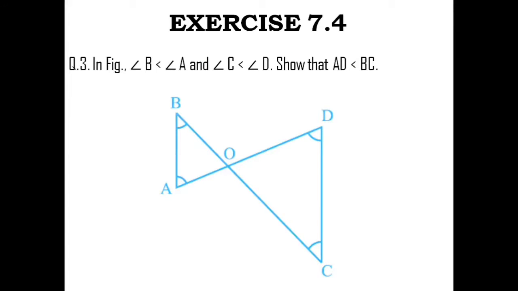Exercise 7.4, question number 3, which says, in the figure, angle B is less than angle A. So you look into the figure as well. Angle B is less than angle A and angle C is less than angle D. Show that AD is less than BC. So what are you supposed to show? That AD is less than BC. Let's quickly do that. This is going to be an easy one.